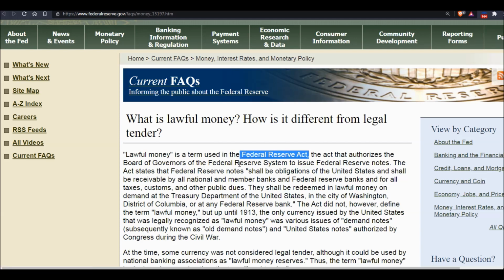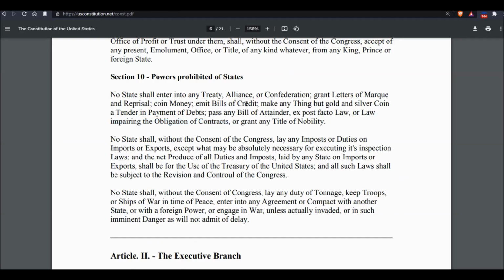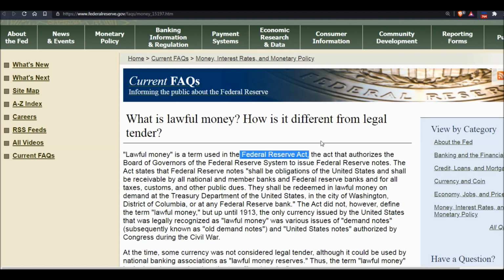So the United States Constitution doesn't even mention anything about lawful money. You're the one that's mixing and matching. The United States Constitution clearly tells you no state shall make anything but gold or silver coin a tender of payment in debt. That's it. But now you're taking a terminology from the Federal Reserve Act.